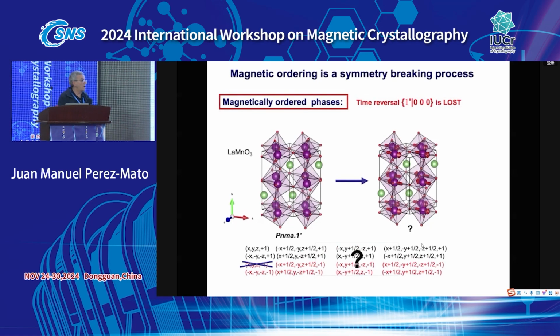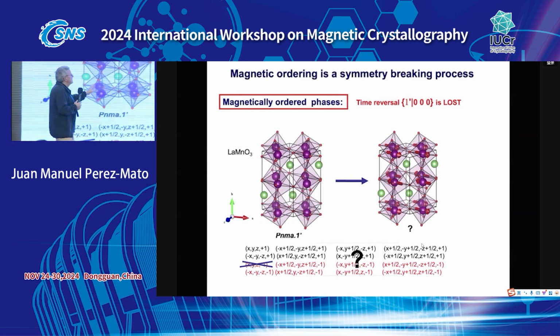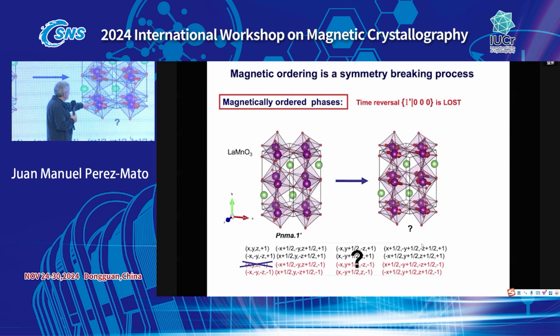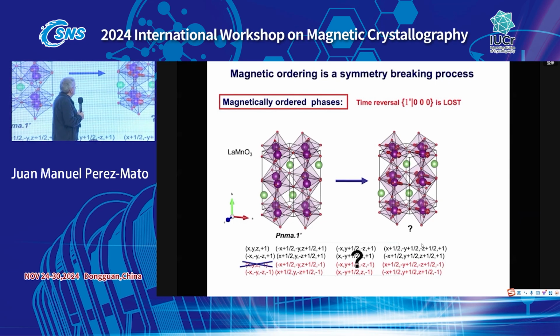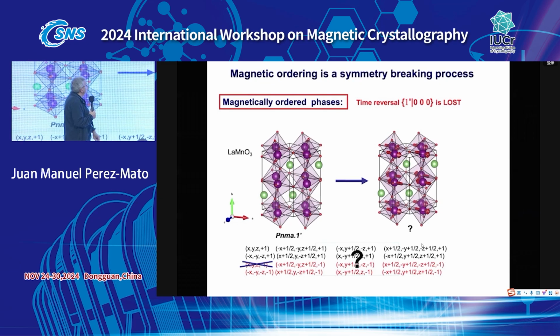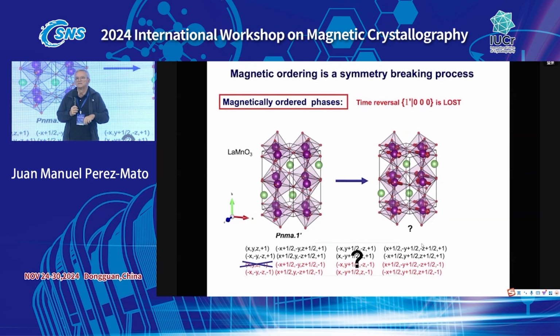So, now we go to what really happens in lanthanum manganate when you decrease the temperature. It goes into a magnetically ordered structure, which is of this type here, which is collinear along the a direction. And the question is, which of these operations survive? Which disappear and which survive? The one that we know for sure disappears is which one? Which one?